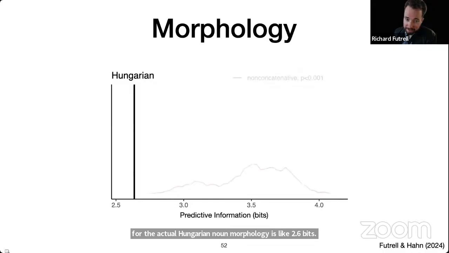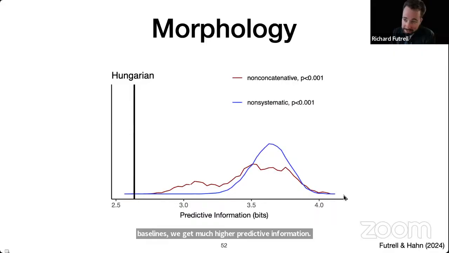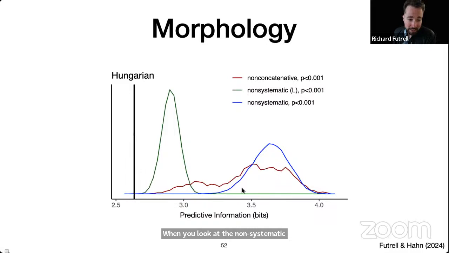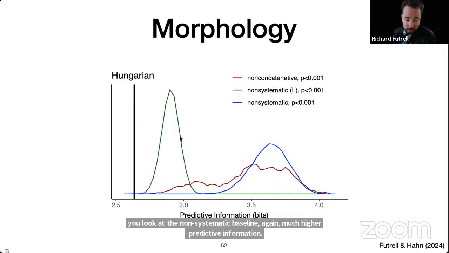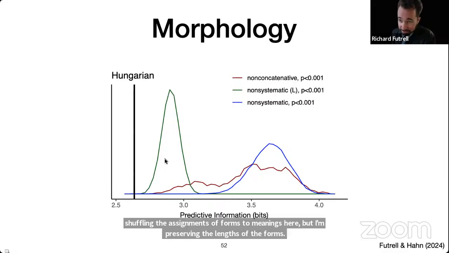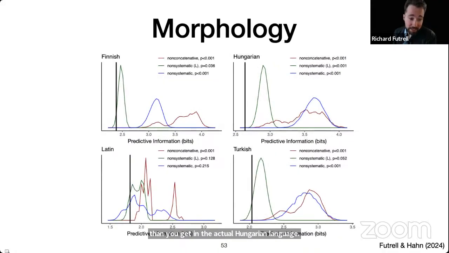When we look at the non-concatenative, non-local baselines, we get much higher predictive information. This is the distribution over predictive information you get over 1,000 samples. When you look at the non-systematic baseline, again, much higher predictive information. I also look here at non-systematic baselines where I'm shuffling the assignments of forms to meanings, but I'm preserving the lengths of the forms. And that still gives you higher predictive information than you get in the actual Hungarian language. And we see that also in the other languages we're looking at. The actual language has lower predictive information than a majority of these baselines.